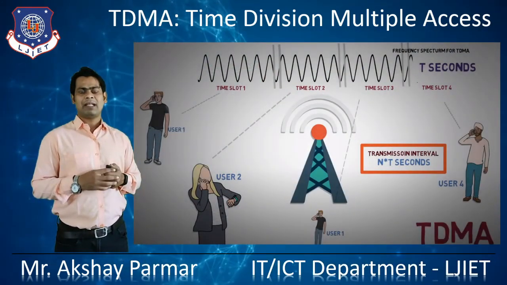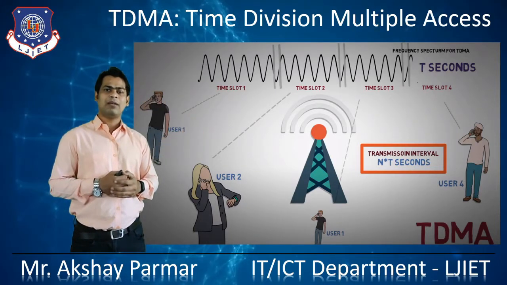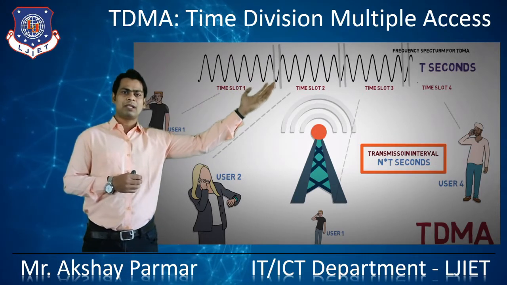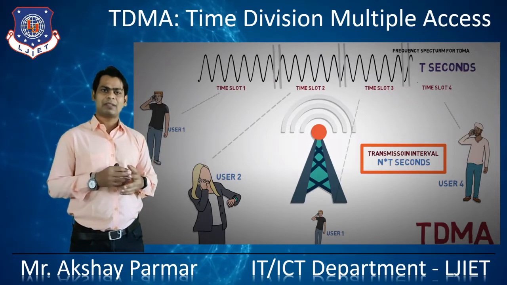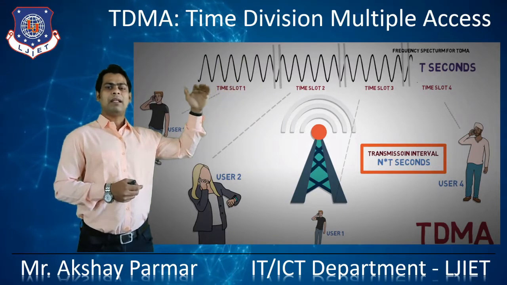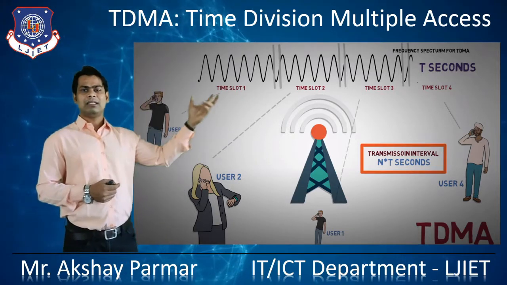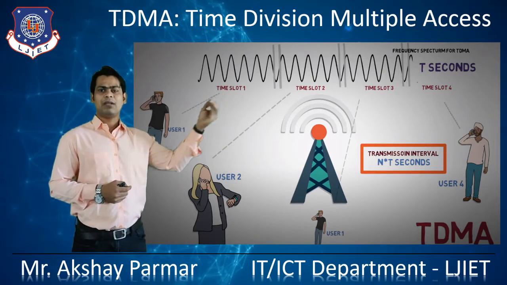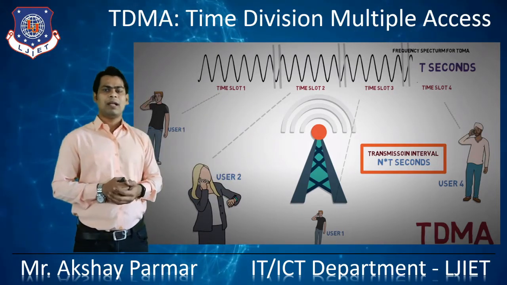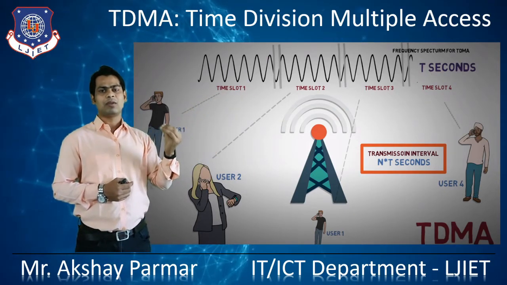Let's see by example. In our example, this is the frame, and this frame is divided into several chunks: time slot 1, time slot 2, time slot 3 and so on. That frame is divided over t seconds. So this is the frequency spectrum, and this frequency spectrum is divided into time slots in TDMA. After that, each time slot is allocated to a node. This is node 1, this is node 2, this is node 3, this is node 4. That time slot is allocated to one dedicated node.